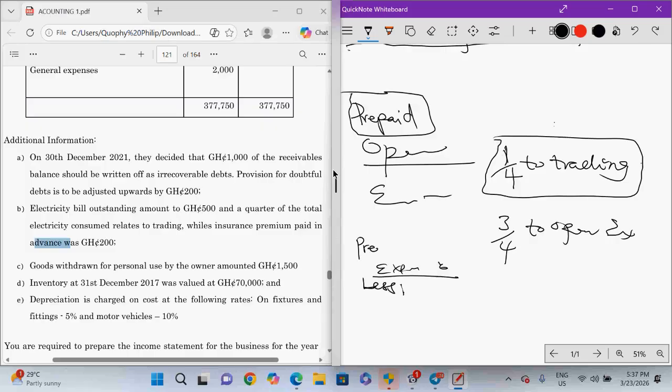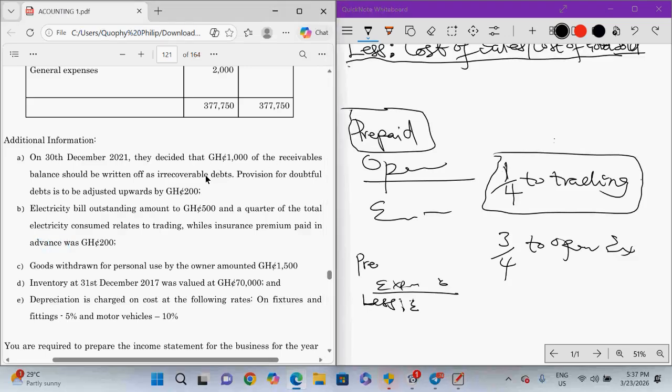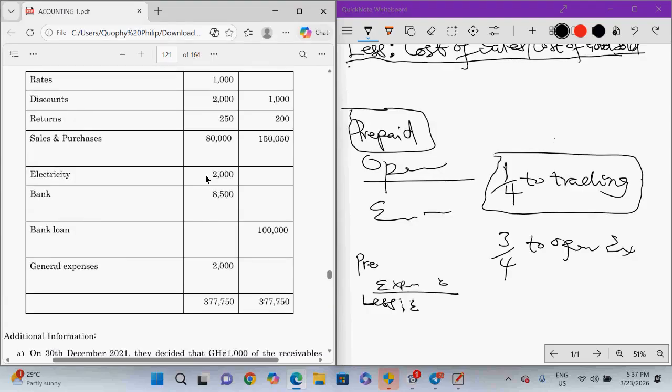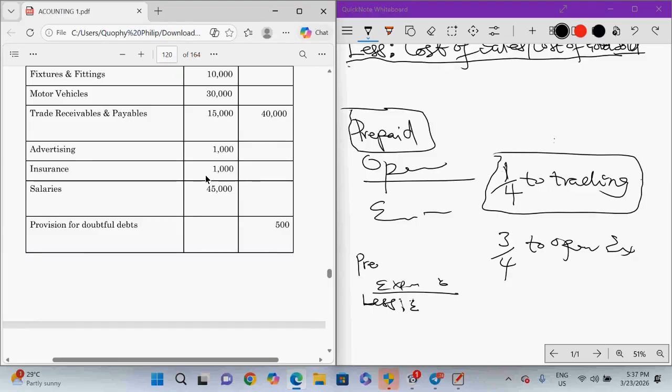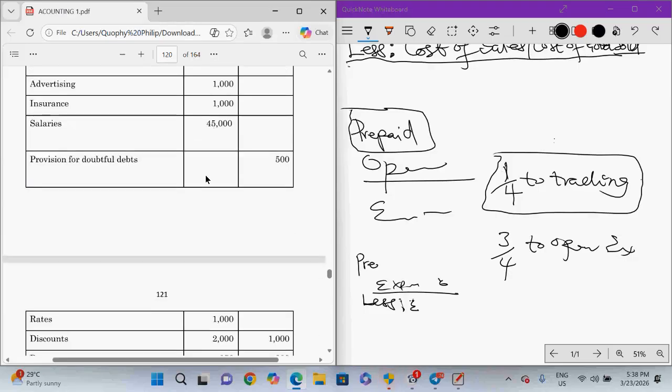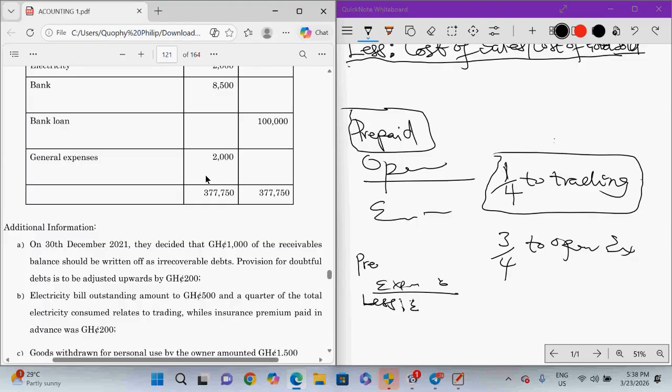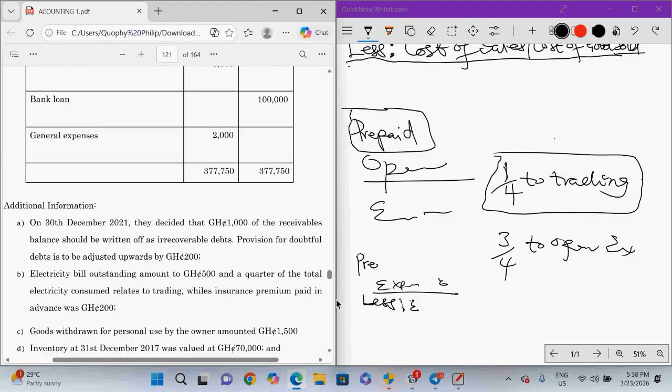But when I look at the time, all right, so when it's prepaid, we less it from the expense. So let's go to insurance in the trial balance. Please follow. So where is insurance? Insurance is 1,000. Can you all see the insurance? Yes, sir. So 1,000 insurance. They are saying that insurance premium has been paid in advance.